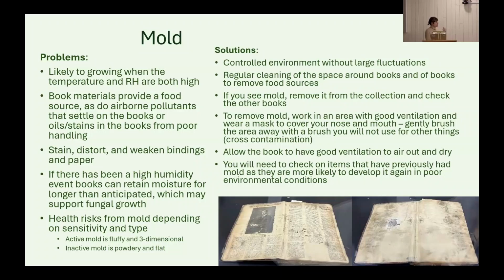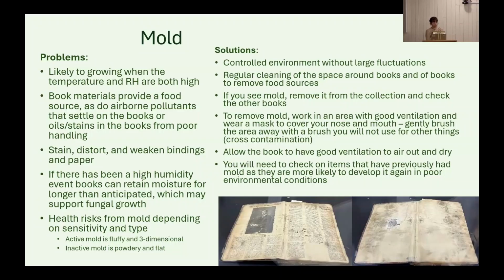If you see mold, active mold is fluffy and tends to be three-dimensional. And old mold, or inactive mold, I should say, is powdery and flat. So just visual indicators of what you're working with. Again, trying to control the environment, trying to keep your books and the shelves clean. If you do see mold, you should try and check the books around it to see if it's spread.